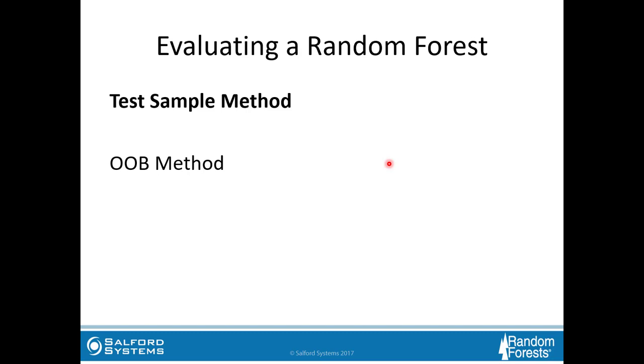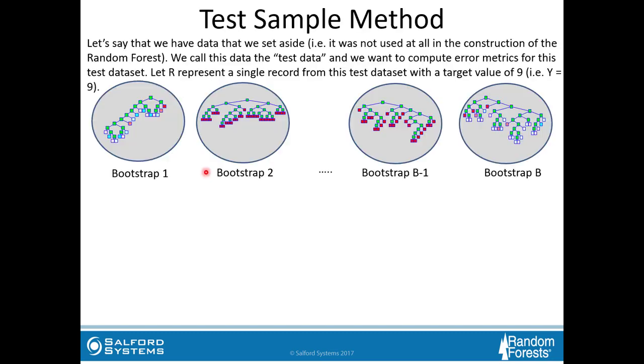Okay, so now we're going to discuss how to evaluate a random forest using two methods. One is the test sample method, and the other is the OOB method. For the test sample method, which we've actually already seen, but I just want to formalize this a little more, let's say that we have data that we set aside, and we'll call this data the test data. And what we want to do is compute error metrics for this test data set.